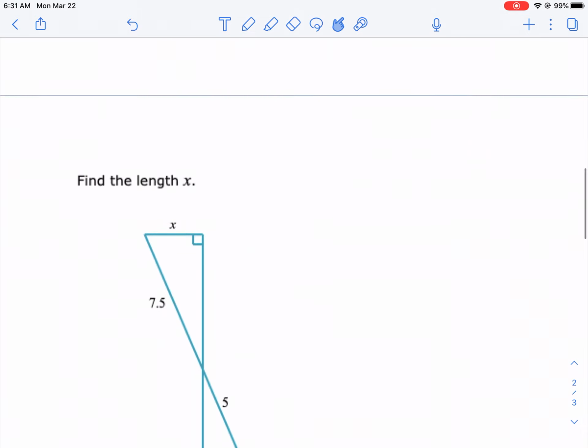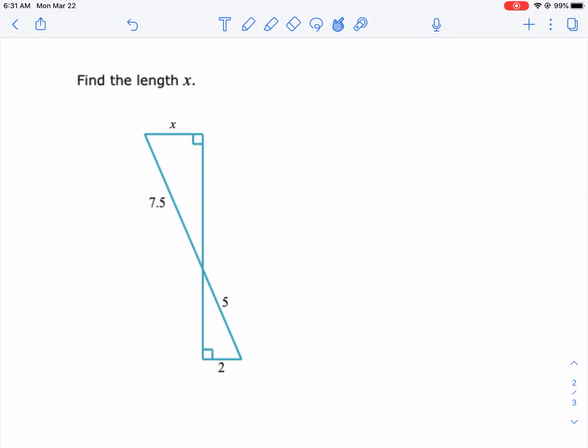Let's take a look at another one here. We have these two similar triangles because we know we each have a right angle in them, and we know the vertical angles are congruent, so we know these two triangles are similar. So that tells me the sides are in proportion.